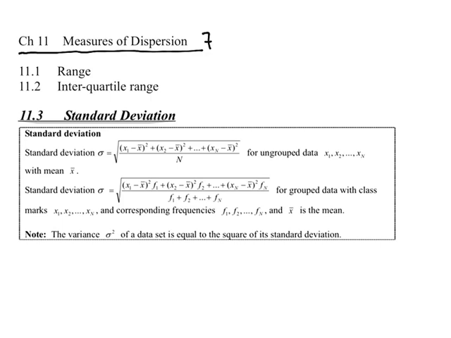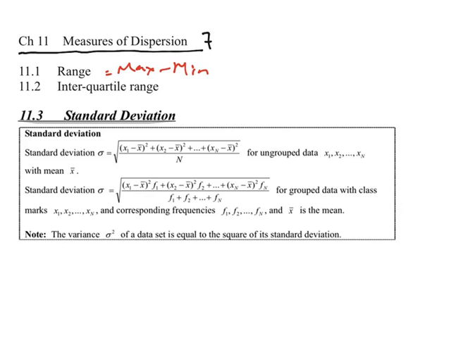For example, in 11.1, we learn the range. We use the maximum minus the minimum. This method is the easiest, but there's a disadvantage. It will be affected by extreme data. That means if a class has a very tall guy, then it will affect the measure of dispersion.